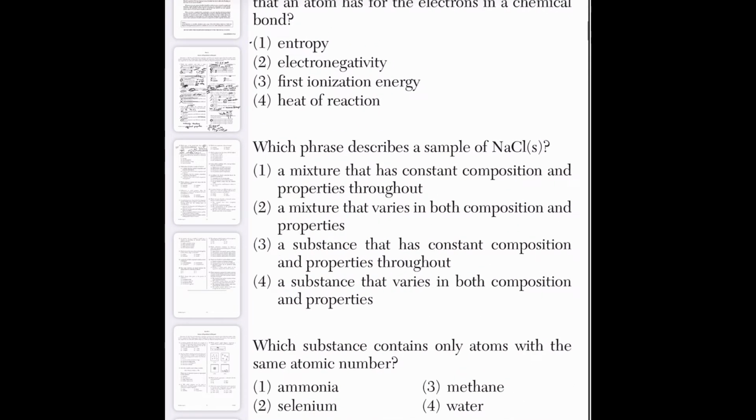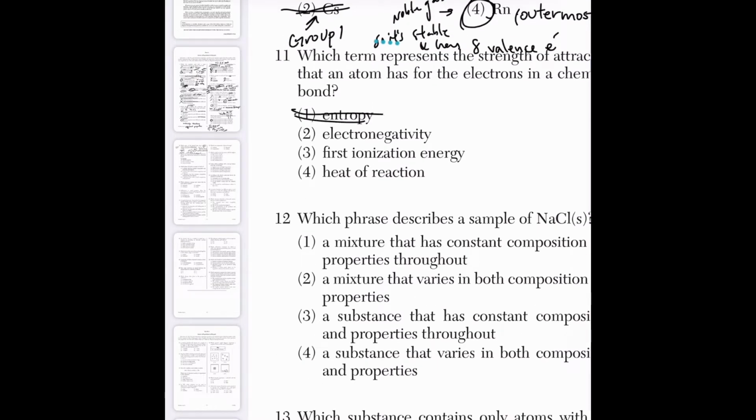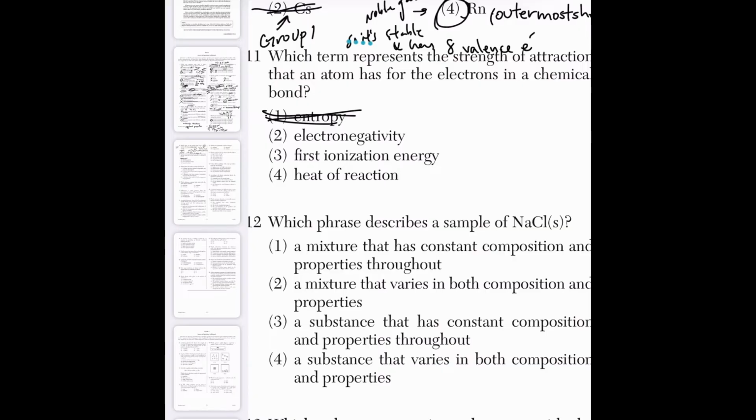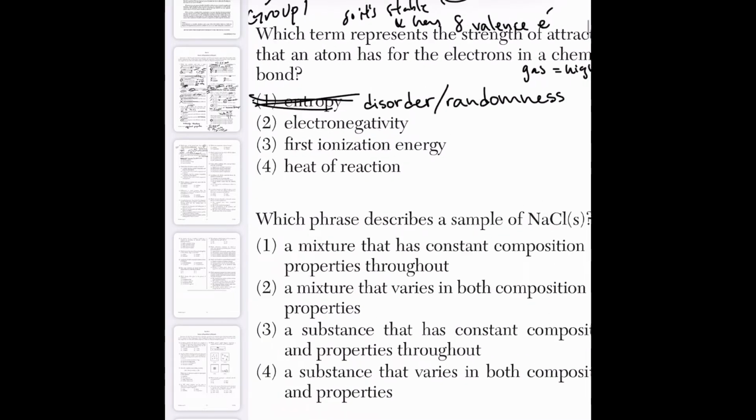Which term represents the strength of attraction that an atom has for the electrons in a chemical bond? Okay, let's just go down the list. It's not entropy because entropy is basically a measure of disorder or randomness in a sample of matter. So for example, something with high entropy could be a gas. So it's not that one.